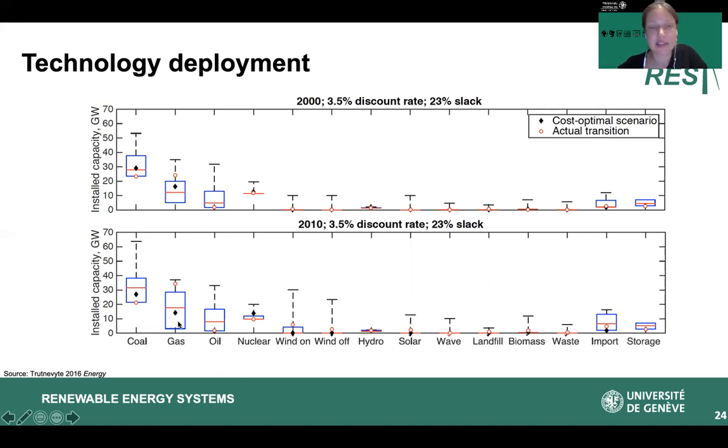And here we observe something similar, for example, for gas combined cycle turbines. In the 90s, that was the novel and more expensive technology. And again, in the cost optimal scenario, it was underestimated as compared to the real world situation. But by using this modeling to generate alternatives, we would actually have a broad enough range of solutions to anticipate that this could potentially happen as well.